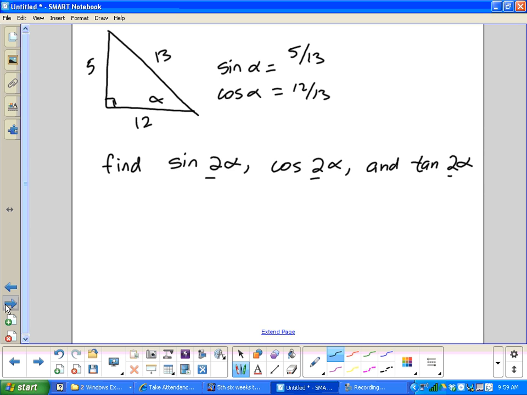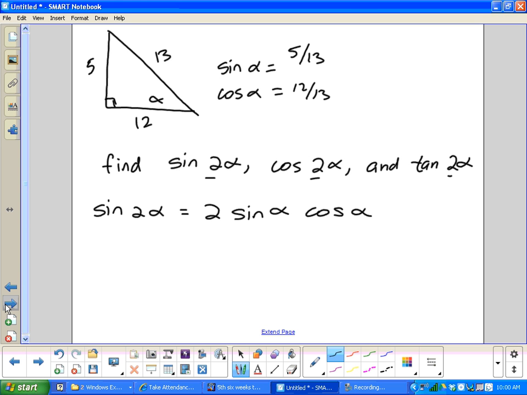All right. So let's start off with this first one. Let's do sine 2 alpha. Now, instead of A, we're just using the variable alpha. No big deal. So instead of 2 sine A cosine A, we'll say 2 sine alpha cosine alpha.